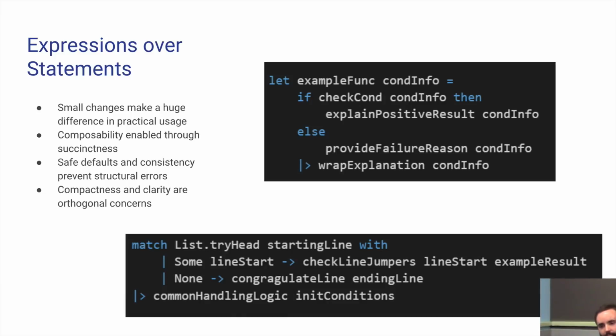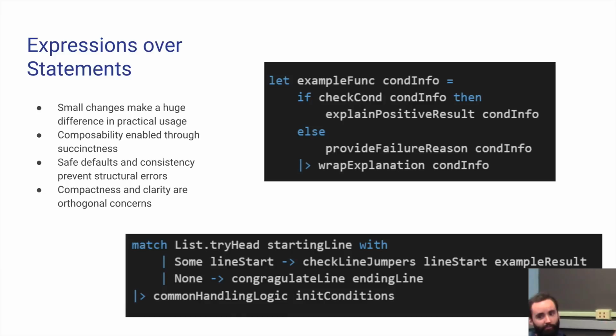So wrap explanation in this case takes 2 parameters? Yes, exactly. Okay, and is the explained result... Okay, is cond info the first or the second parameter? All right, so I'll walk you through it. You're right, because this could be ambiguous. So it's a function. That's the let syntax. Then we have if check cond info returns a bool. So check cond is a function. Cond info is an argument, a real argument or parameter. An argument. Thank you.